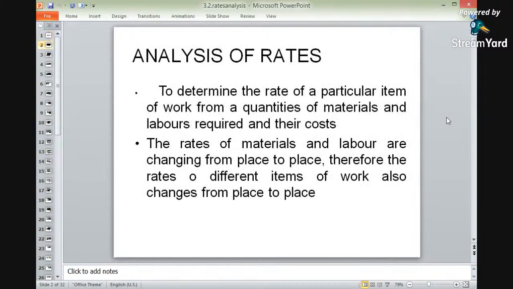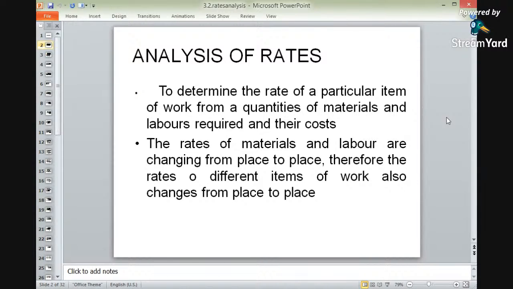Analysis of rate, or rate analysis, is nothing but determining the rate of a particular item of work from the quantities of materials and labors required and their cost. In short, in rate analysis we find the quantities of materials as well as labors required, and multiply them by the present cost in order to find the cost of the complete item of work.